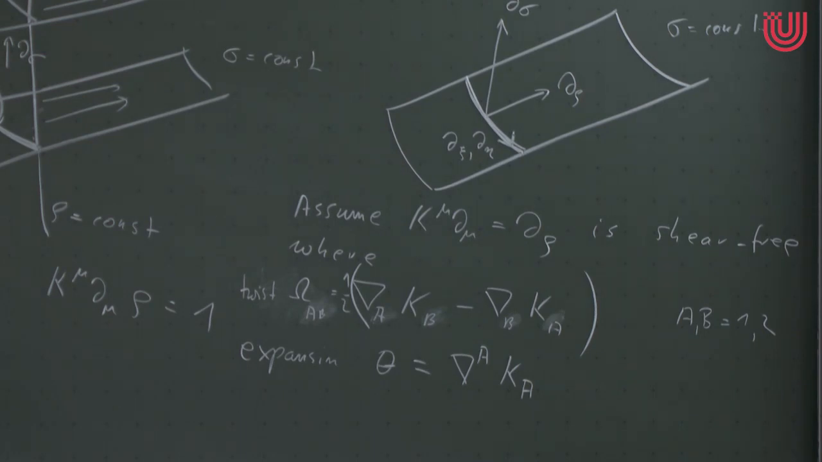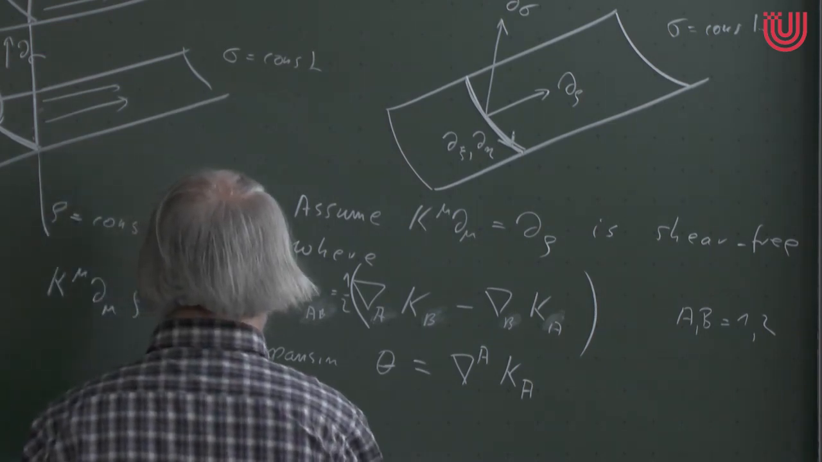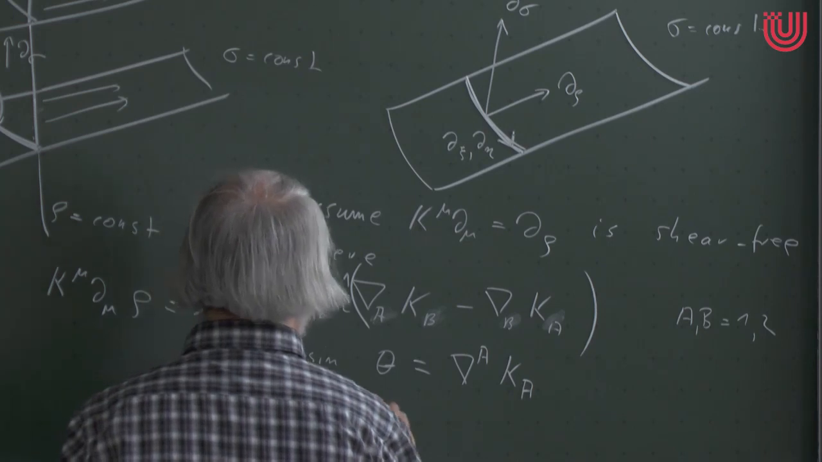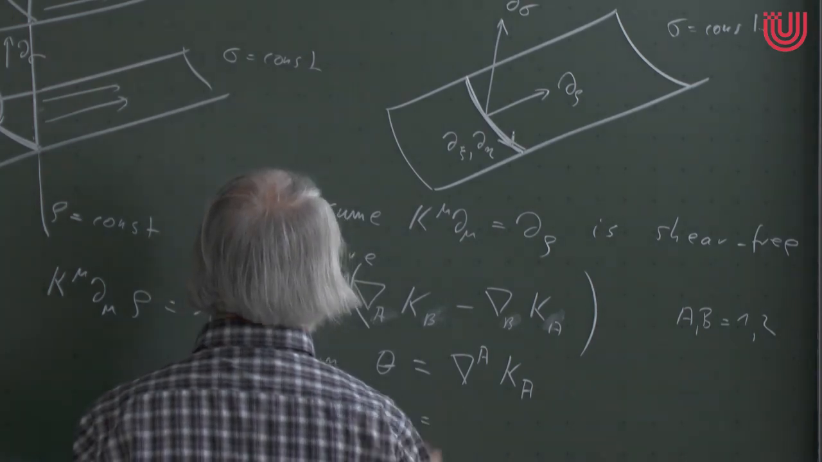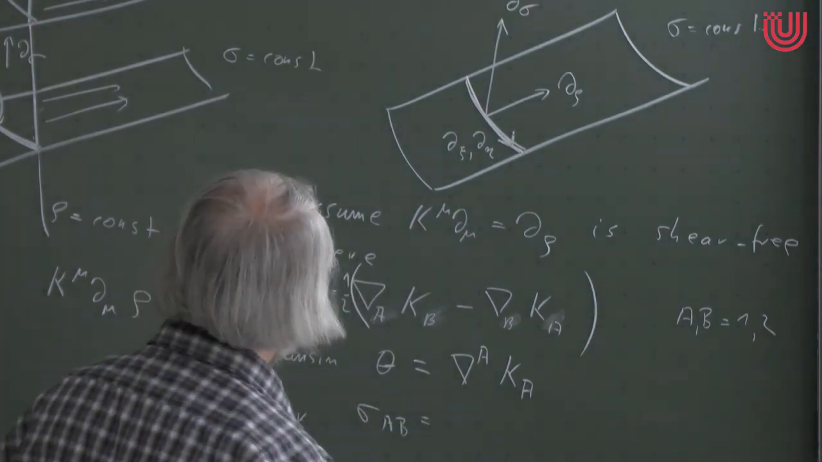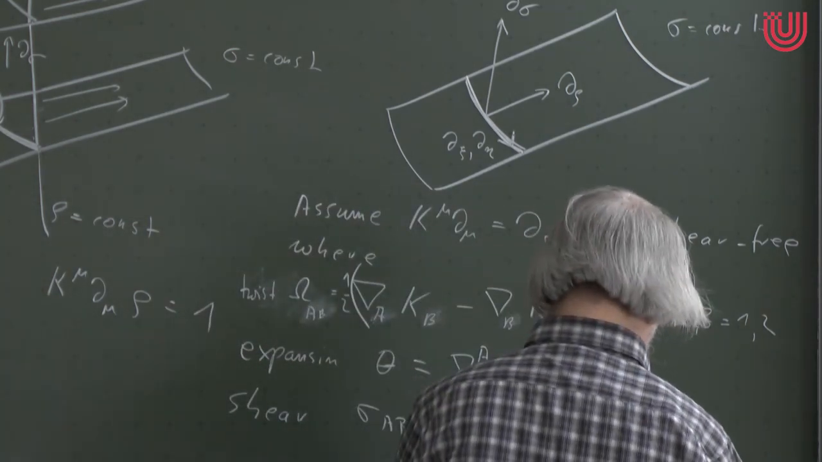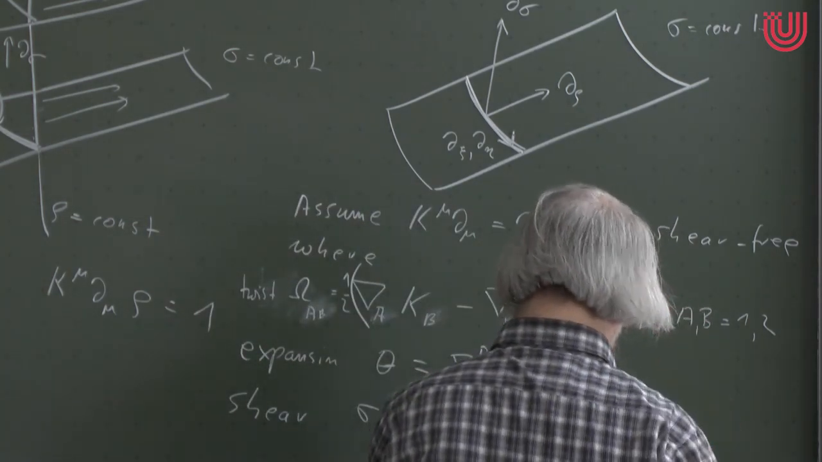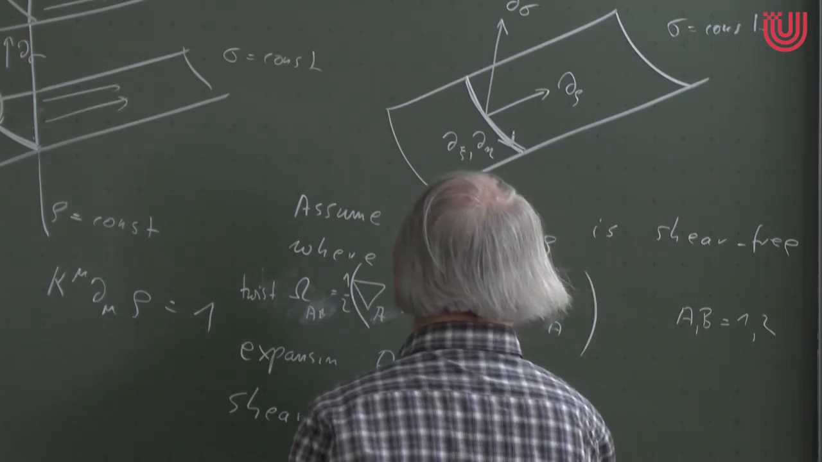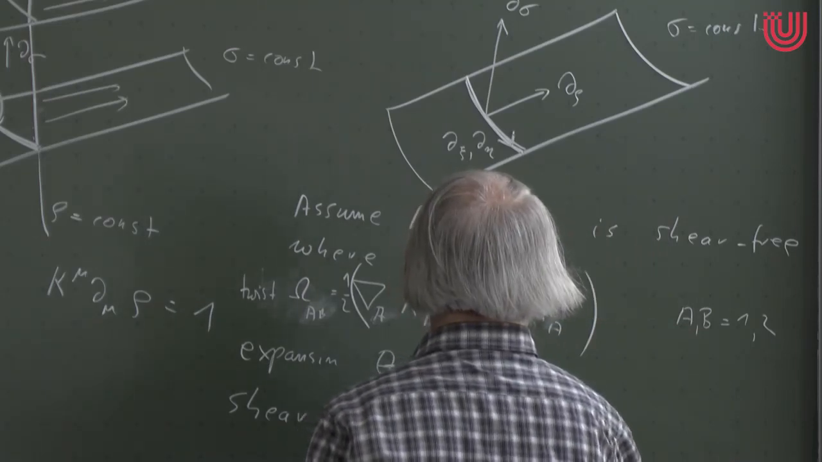And the rest is a shear. The rest of the symmetric part is a shear. So the shear, usually denoted sigma AB, is the symmetric part with the expansion subtracted. So it's 1/2, the symmetrized thing.